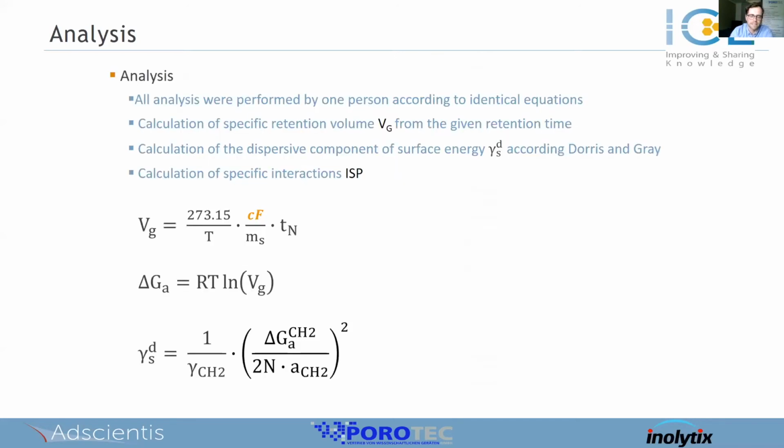All these collected data from the participants were analyzed by one person to exclude differences between the analyzers. And of course, all calculations of the retention volume, the surface energy, and the specific interactions were performed according to the same algorithm.